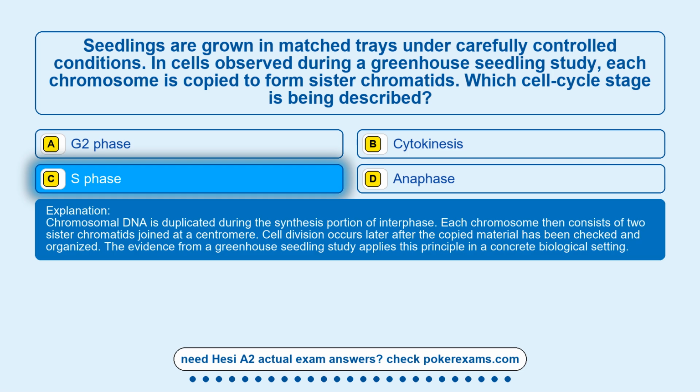Chromosomal DNA is duplicated during the synthesis portion of interphase. Each chromosome then consists of two sister chromatids joined at a centromere. Cell division occurs later after the copied material has been checked and organized. The evidence from a greenhouse seedling study applies this principle in a concrete biological setting.